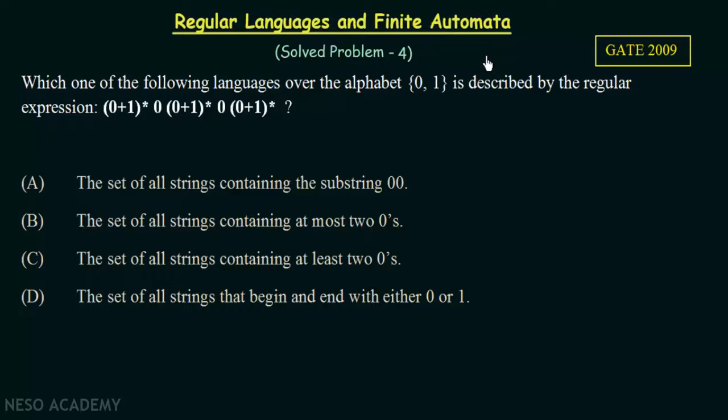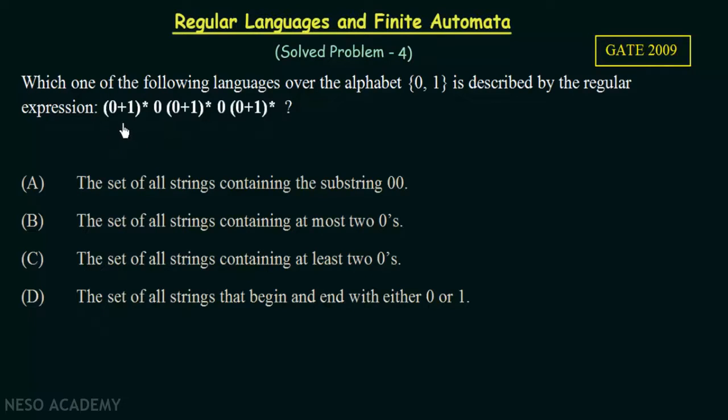In this lecture, we'll be discussing another problem from regular languages and finite automata, and this problem is from GATE 2009. So let's see what this problem is. It says, which of the following languages over the alphabet 01 is described by the regular expression given over here? So we have a regular expression given, and below we have four options which are descriptions of the language, and we have to find out which of these descriptions correctly describes the regular expression given over here.